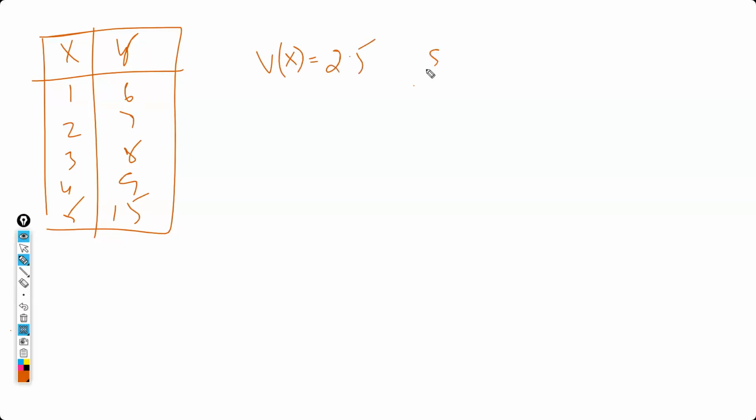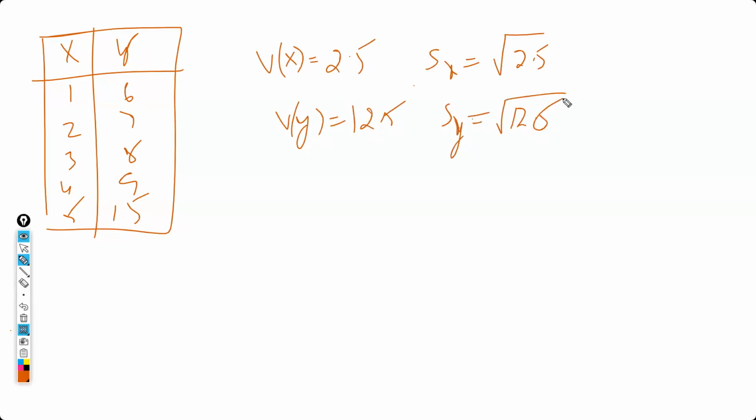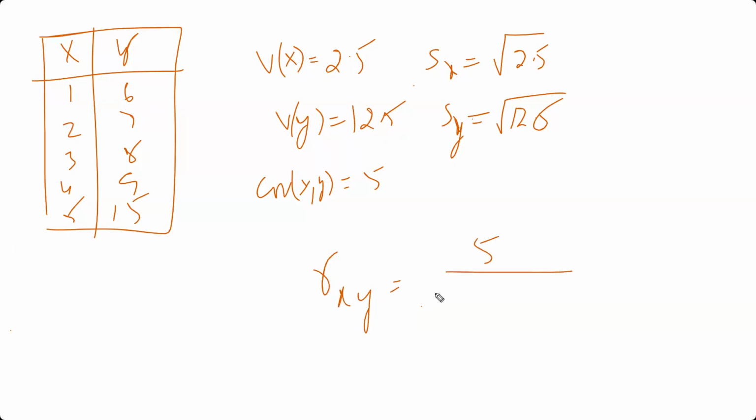Now what is the standard deviation of x? Automatically it is the square root of 2.5. Next, the variance of y. What is the variance of y? 12.5. The standard deviation is the square root of 12.5. Next, covariance of x comma y. What is the covariance of x comma y? 5. So now the correlation of x comma y is equal to 5 divided by square root of 2.5 into square root of 12.5. This is going to be the correlation for the given data set.